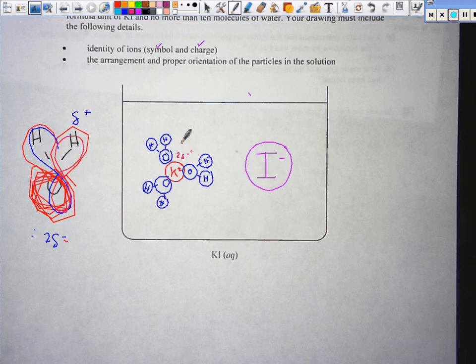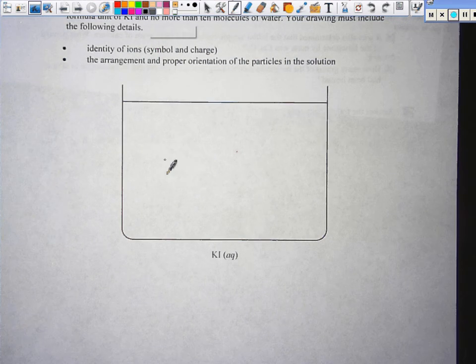So let me ask you this. Does this drawing represent arrangement and proper orientation? How many of you knew this now that I've told you? Right? I've done this a ton of times. Let me ask you this. How many of you would have done this? Well, let me see if this will work. I'm almost willing to bet that most of you would have gotten this right. How many of you would have done this? Most of you would have done this right here.